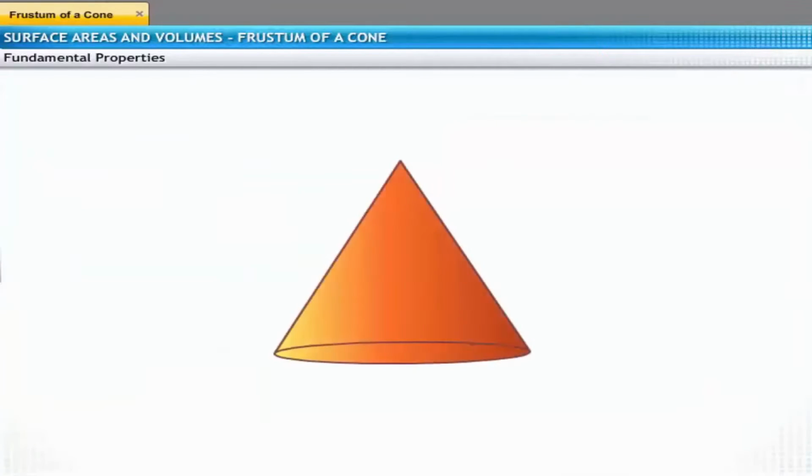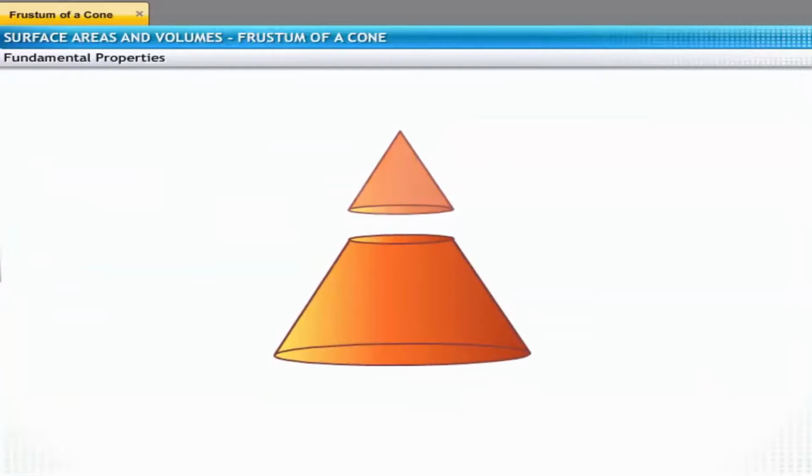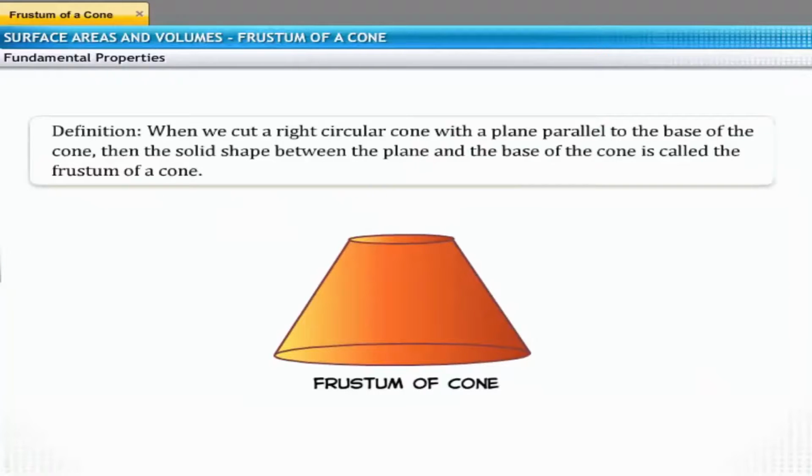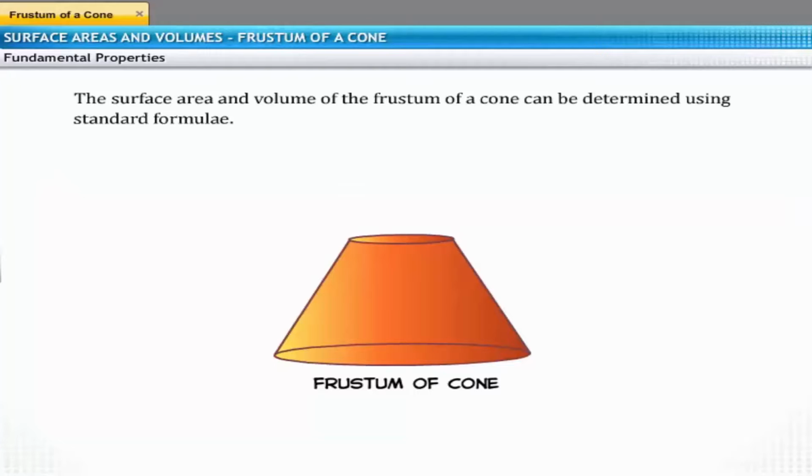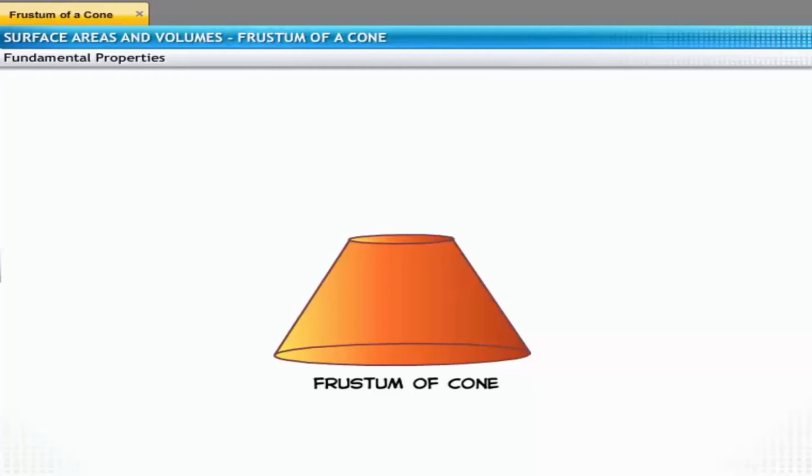A frustum of a cone is created by slicing off the top of a cone. As a definition, we may say that when we cut a right circular cone with a plane parallel to the base of the cone, then the solid shape between the plane and the base of the cone is called the frustum of a cone. The surface area and the volume of the frustum of a cone can be calculated using standard formulae.